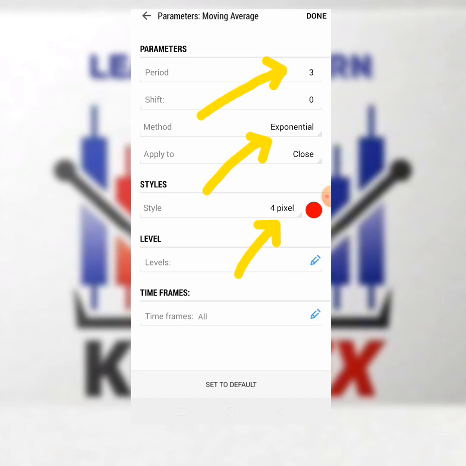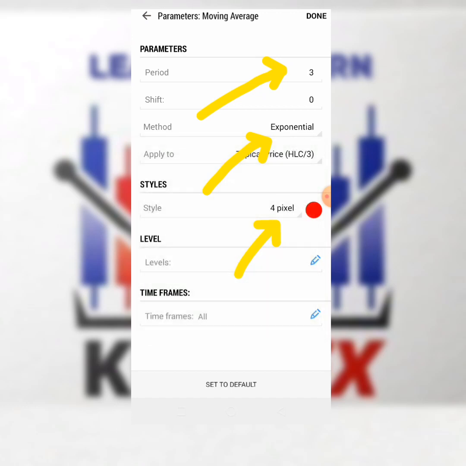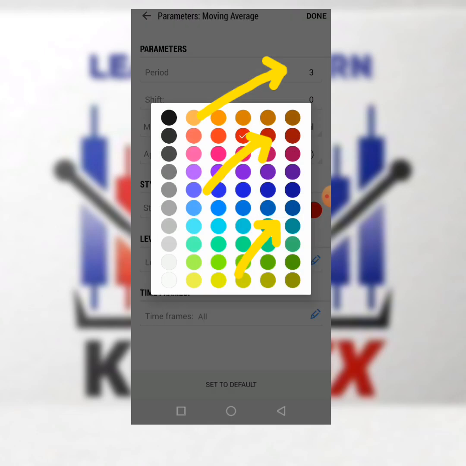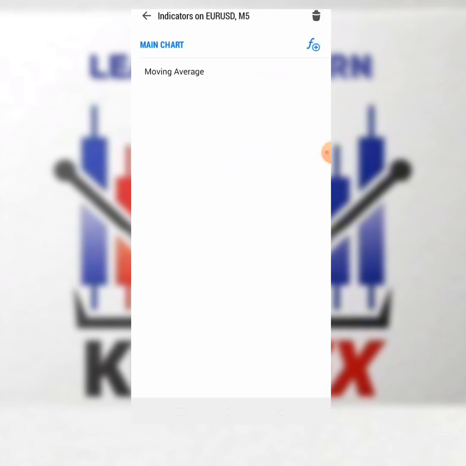Our period is period 3, shift 0, exponential, and it is applied to typical price, HLC3, not close. The color will be blue. I love blue, I don't like seeing red. Alright, with this we are done with the moving average.